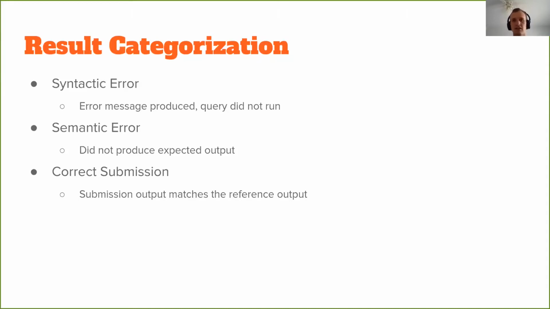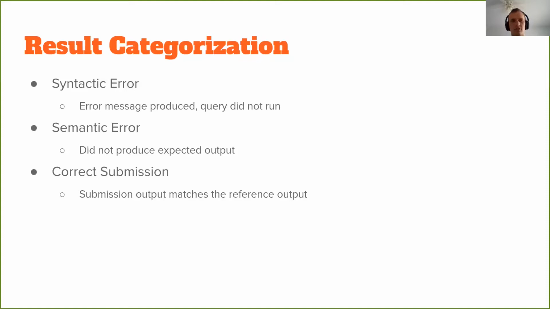A semantic error is when the database engine is able to run the query, but the result set that the query produces is not equal to the expected result set. A correct submission is when the SQL engine runs the query and the result set does match the expected output.